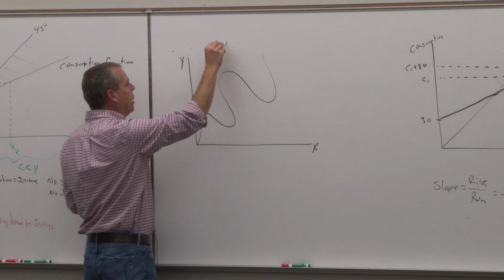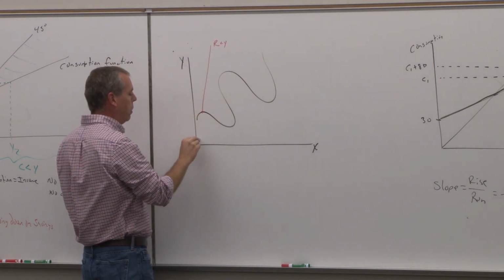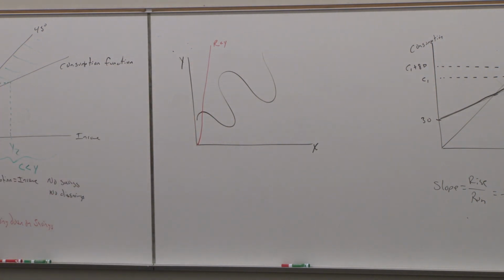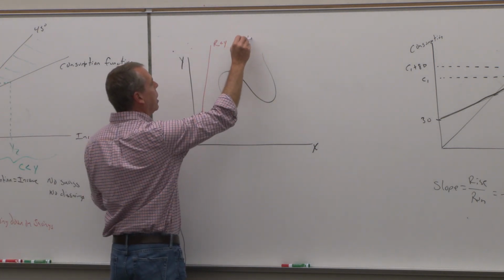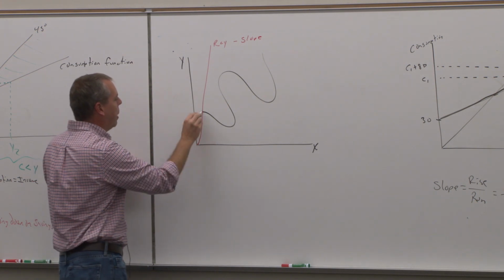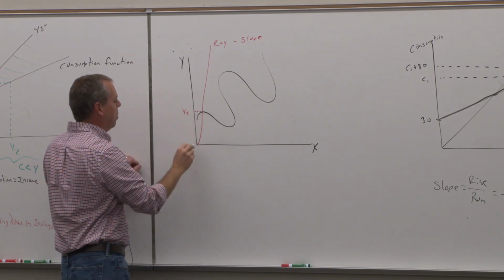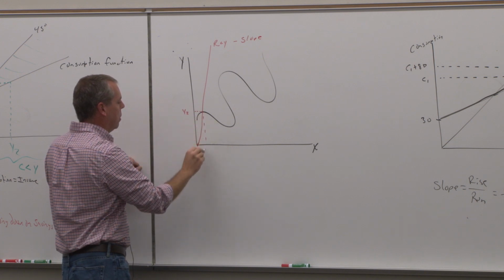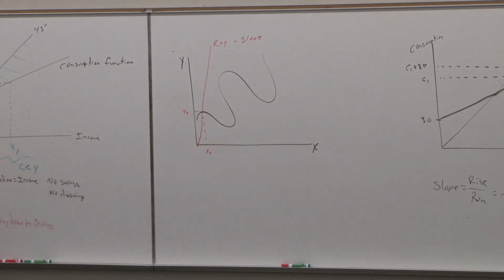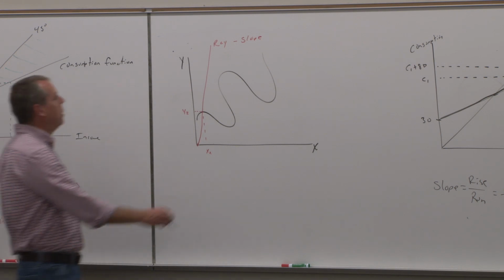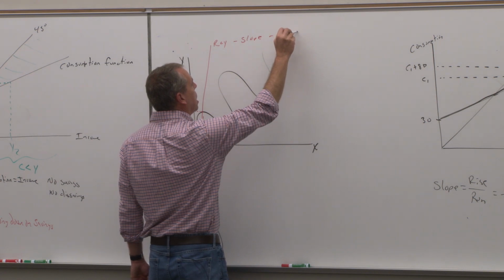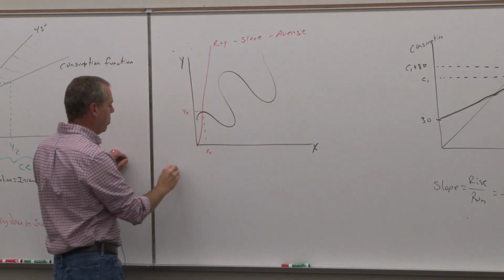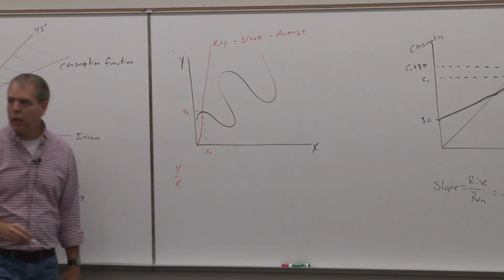Here's a ray that comes out of the origin and intersects with this point. Okay? This guy has some slope, whatever this guy is, defined by y2, x2. Right? The slope of this ray is the average value. Right? Because that's what average is. Y over x, right?